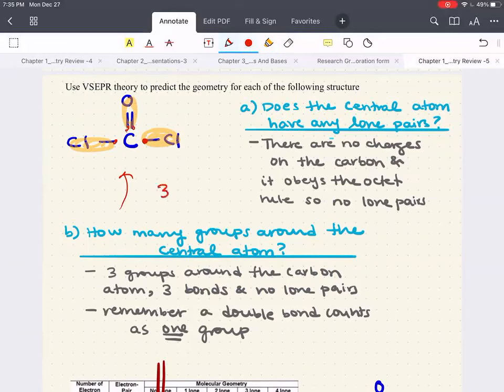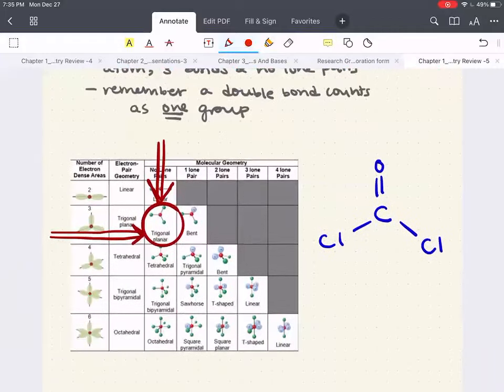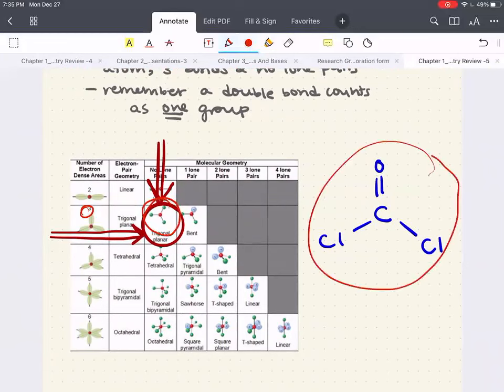So 3 groups and 0 lone pairs. Let's go ahead and look at our table. 3 and 0 lone pairs. This molecule is trigonal planar. And if you were to appropriately draw it in 2D, that's what it would look like.